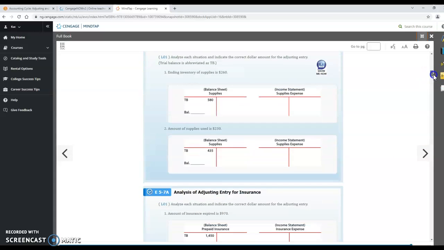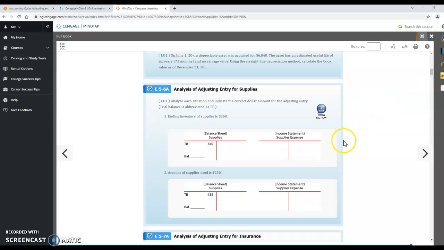Okay, for the rest of these, you just had to analyze what was happening. So I'm not going to use the Excel sheets or whatever. The ending inventory of supplies is 260. That means your ending balance of this supplies asset needs to be 260. So what we must have used is 580 minus the 260, which means that our journal entry would be crediting 320 in the supplies and debiting the supplies expense by 320.